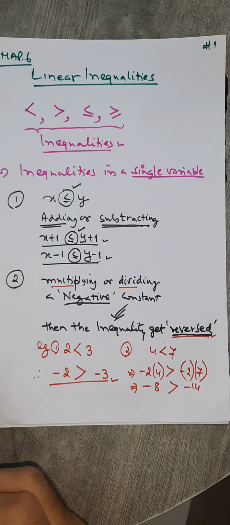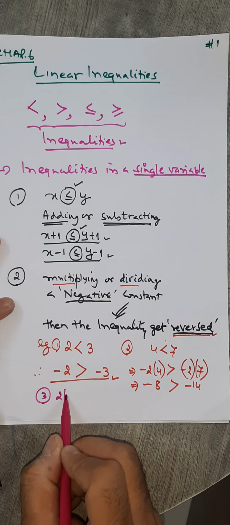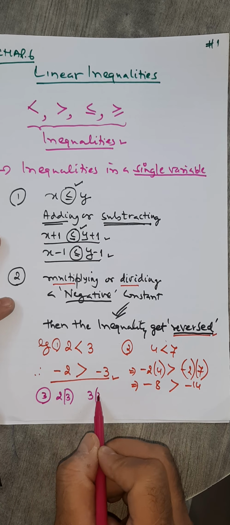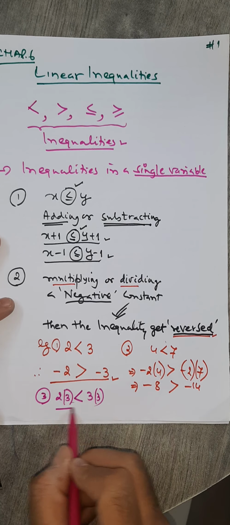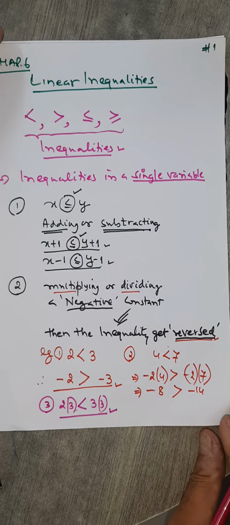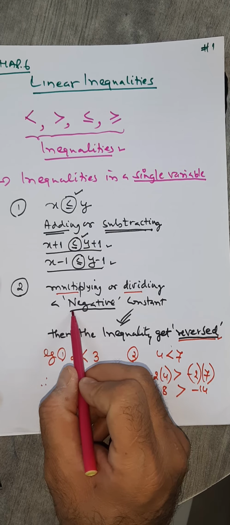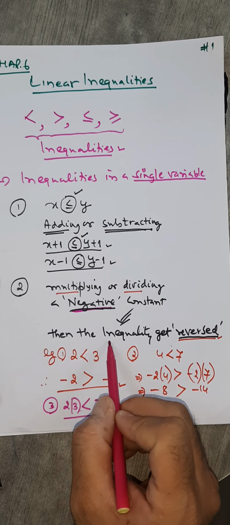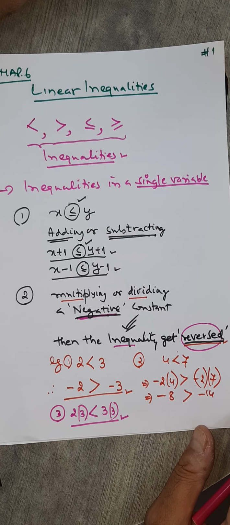If you multiply with a positive number, the inequality remains the same. Suppose I multiply by 3, then 2 into 3 and 3 into 3. I'm multiplying with a positive number, so obviously this is 6, this is 9, and the inequality remains the same. That's the only thing you need to keep in mind: when you multiply or divide by a negative number, the inequality gets reversed. That much only.